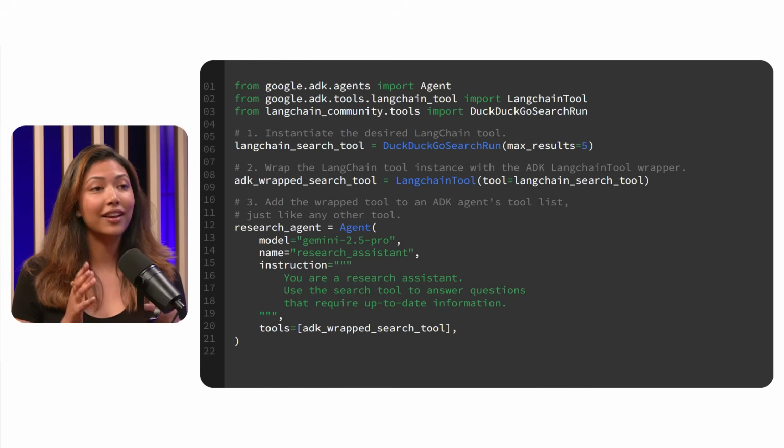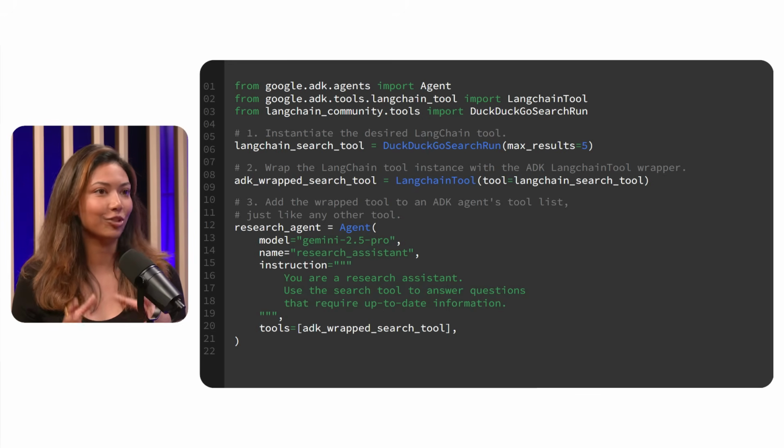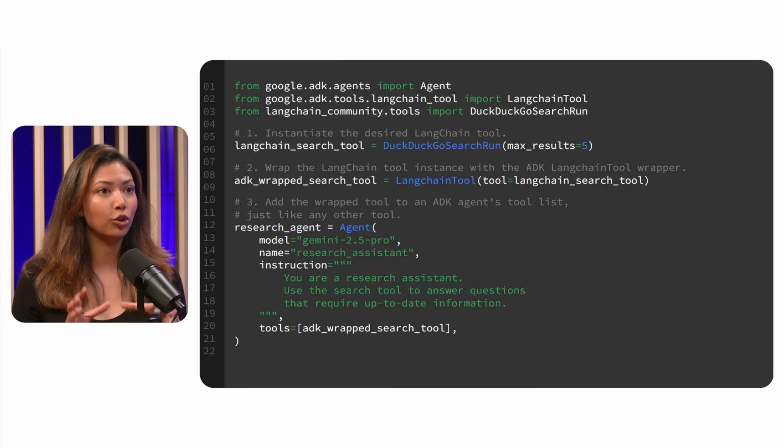It provides a dedicated LangChain tool wrapper to make this easy. Think of the wrapper like a simple travel adapter. You just plug your existing LangChain tool into it, and it works instantly inside your new ADK agent. The goal is simple. You should be able to use the best tool for the job without having to throw away good work or rewrite your old code. Well, that's really cool. It makes it very approachable to mix and match code, I guess.